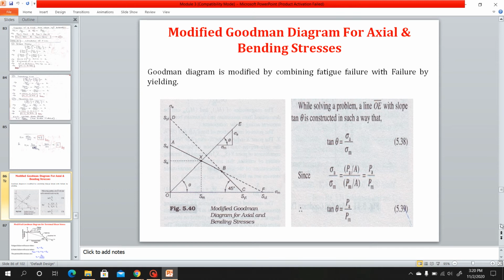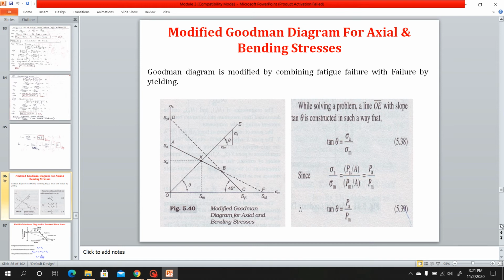If you remember, in the last class I told you that there is a disadvantage of using the normal Goodman diagram. When you combine the normal Goodman diagram with the yield diagram, there is some portion which is not suitable for design, because if any coordinate point of sigma m and sigma a lies in that particular region, then your design will be unsafe for fatigue failure as well as for yield failure.